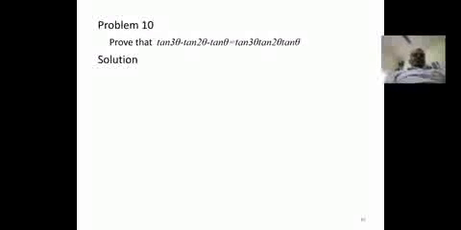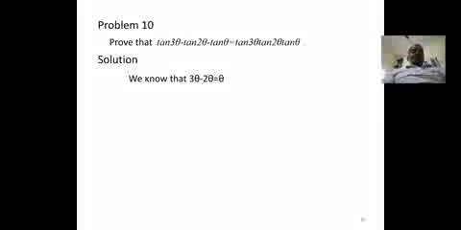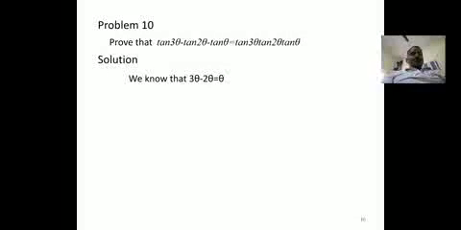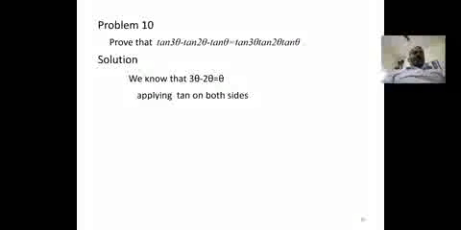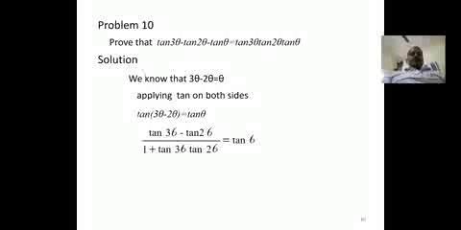Next problem, prove that tan 3 theta minus tan 2 theta minus tan theta equal to tan 3 theta tan 2 theta tan theta. We know that 3 theta minus 2 theta equal to theta, or you can write theta plus 2 theta equal to 3 theta. Apply tan on both sides, tan of 3 theta minus 2 theta equal to tan theta. Now with the help of the formula tan of A minus B, tan A minus tan B by 1 plus tan A tan B, we get tan 3 theta minus tan 2 theta by 1 plus tan 3 theta tan 2 theta equal to tan theta.